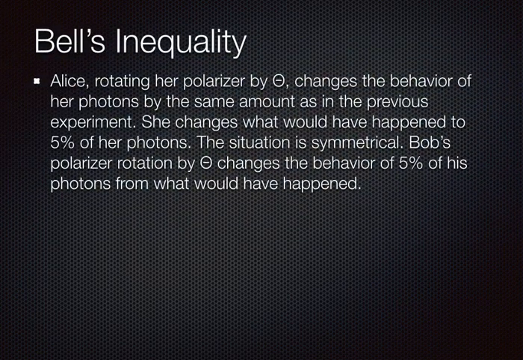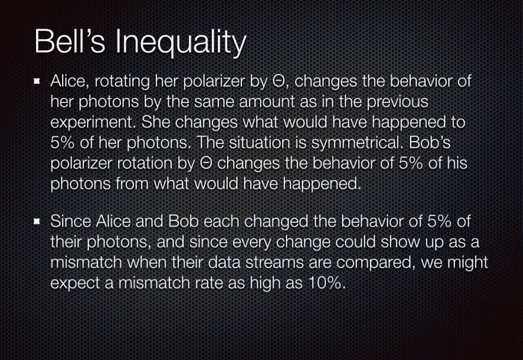So Alice, rotating her polarizer by theta, changes the behavior of her photons by the same amount as in the previous experiment. She changes what would have happened to 5% of her photons. The situation is symmetrical. Bob's polarizer rotation by theta changes the behavior of 5% of his photons in a different way, right, than what would have happened. What would have happened is what they would have measured if they didn't rotate at all. Since Alice and Bob each changed the behavior of 5% of their photons, and since every change should show up as a mismatch when their data streams are compared, we might expect a mismatch rate as high as 10%.